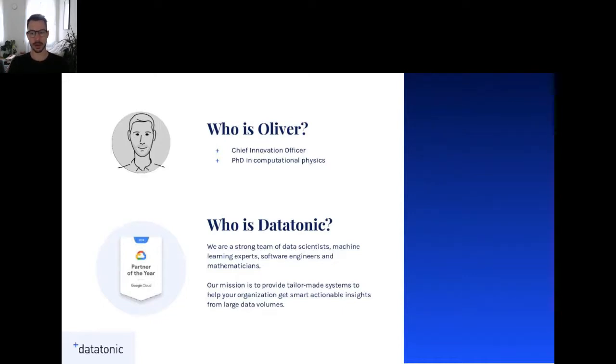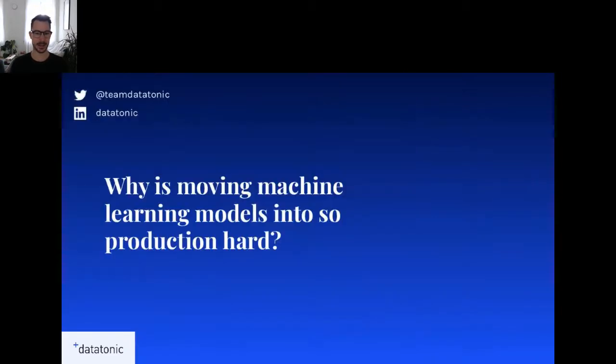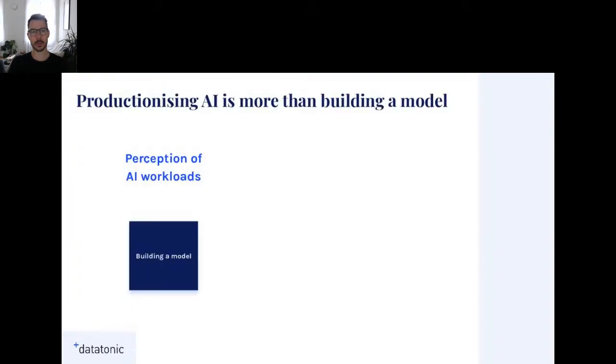I want to now start with a question and then give you my opinion on an answer to this. The question is, why is moving machine learning models into production so hard? One way to think about this is to look at the workloads that we have to deal with when we productionize machine learning models.